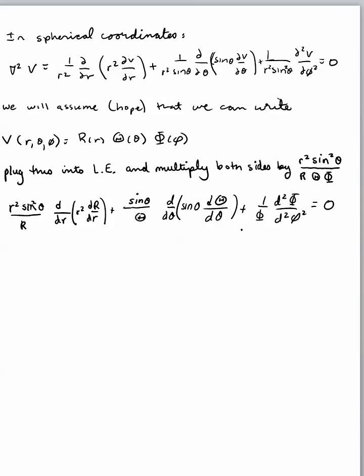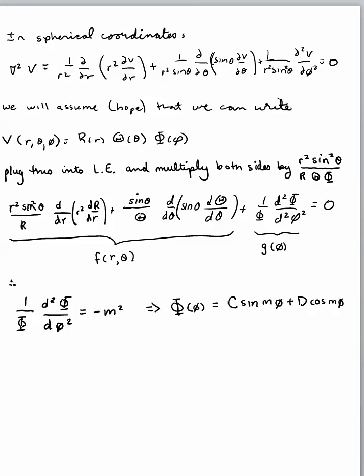But we're going to pull a little trick. If we look at this, we recognize in this last term, it is a function of phi only. So we have a function of r and theta plus a function of phi equal to 0. We can use the same logic we used when we did separation of variables in Cartesian coordinates to say, well, then each one of these individually has to be equal to a constant. And so in particular, we can write this last term as equal to some constant. I'm going to choose the constant minus m squared.